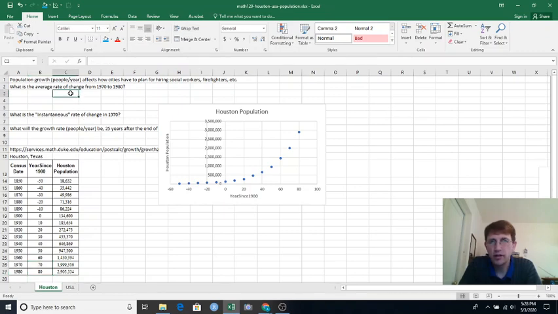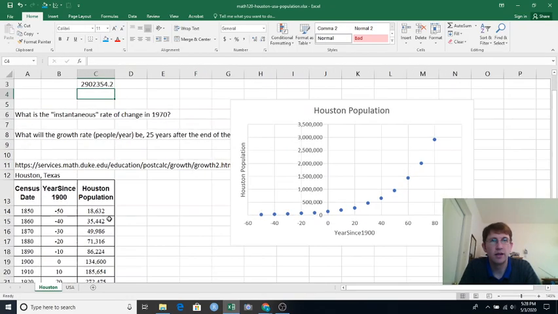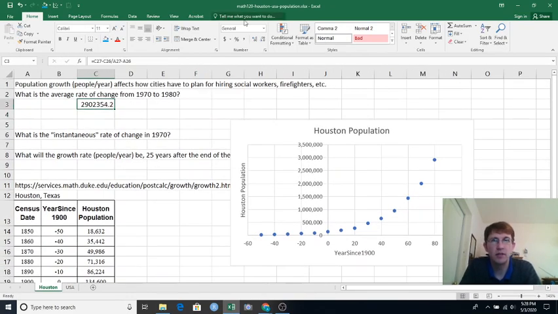And I'm gonna do it wrong at first in a way that's really common, because it's really important to think about this. So I'm gonna say equals Y2, the 1980 population minus the 1970 population divided by the time 1980, let's do that one, minus 1970. And I get an answer that seems kind of reasonable.